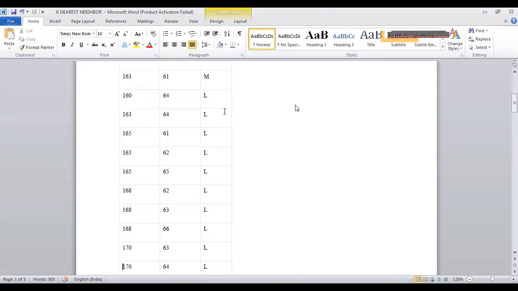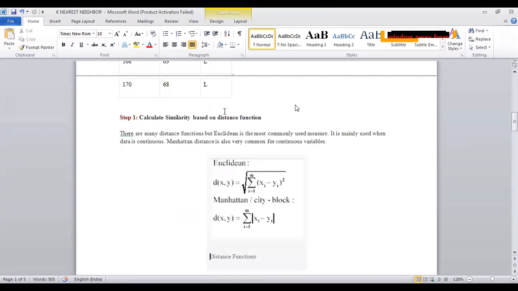All right. So once the data is clear, once the data set is understood, the next step is to calculate similarity based on a distance function. Now, there are many distance functions, but Euclidean distance is the most commonly used distance measure, right? So we will use the Euclidean distance measure to find the distance between the points. It is mainly used when data is continuous, and Manhattan distance is also very common for continuous variables.